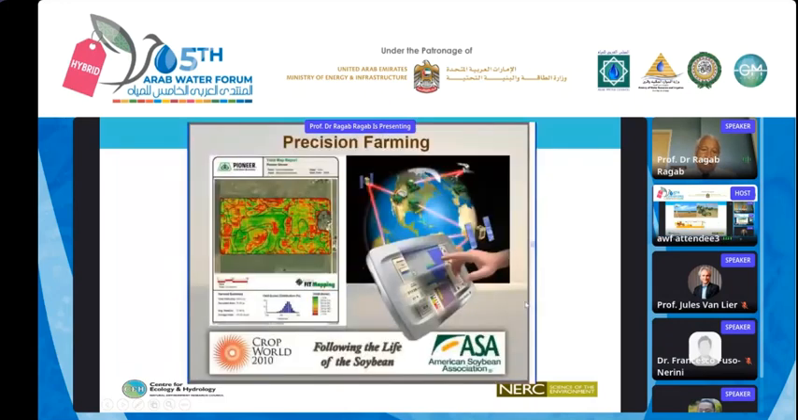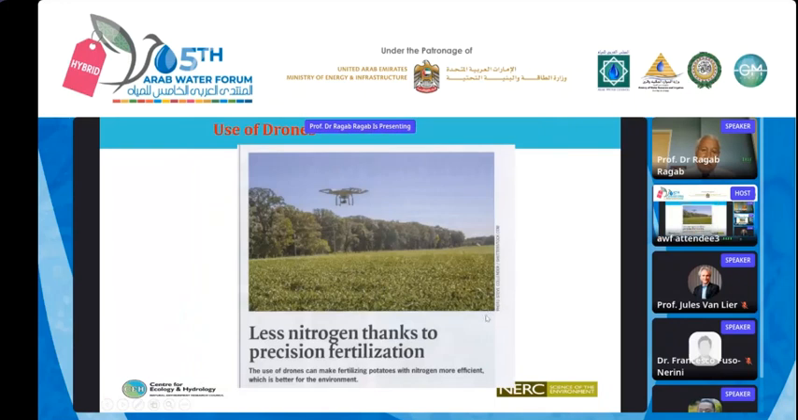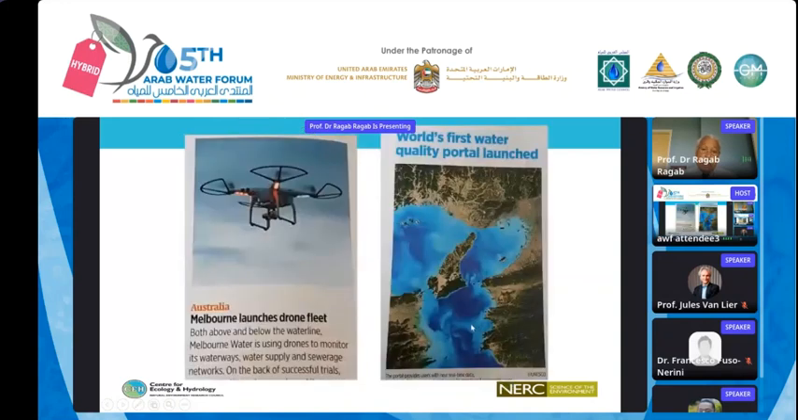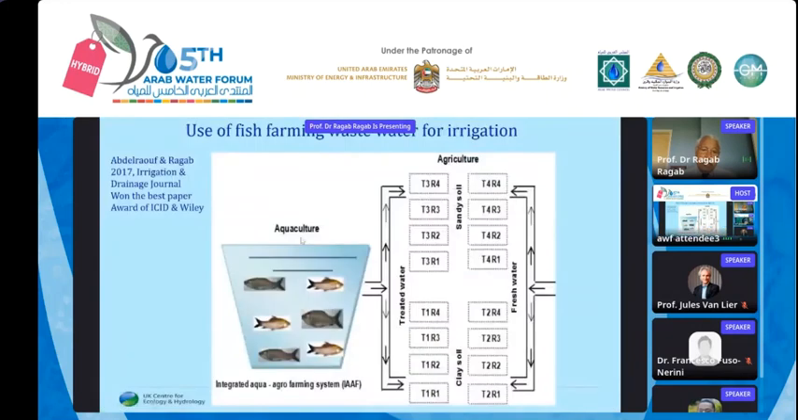Laser leveling is another thing. Tractors full of gadgets and precision for leveling and management. Drones are also another thing to look at, for nitrogen deficit or sufficiency. Water quality can also be monitored by drones. And integrated fish and crop management, where the drainage of the fish farms can go to irrigate.